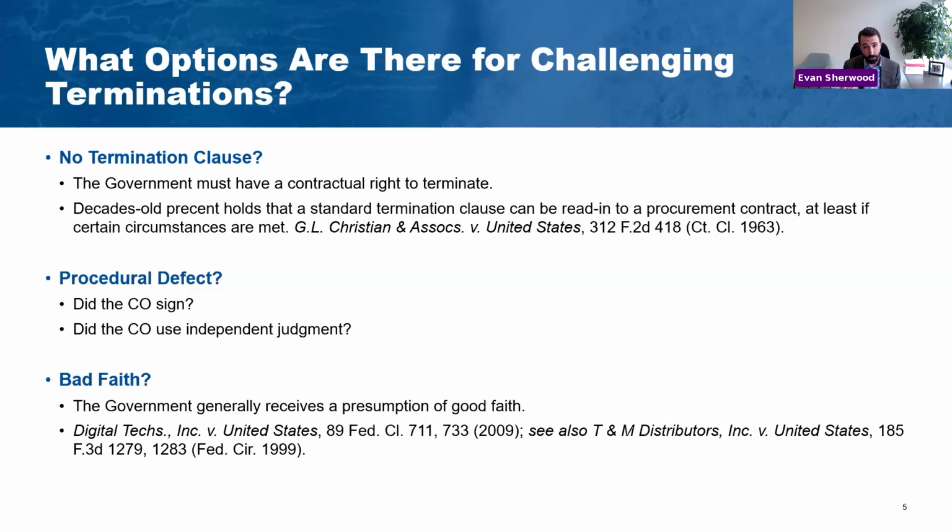That's the G.L. Christian and Associates doctrine, dates back to 1963. So in most cases, even if a procurement contract does not have a termination clause, the government's going to be able to read one in, but not all. There are situations actually where this rule would not apply. This is not an every time rule. This is a facts and circumstances rule. And while the facts and circumstances may be common, it is worth looking at if you get a termination and you don't think there's any termination clause in your agreement.